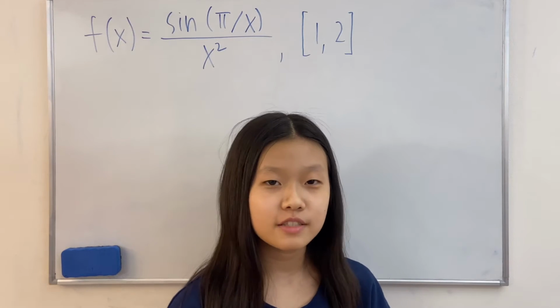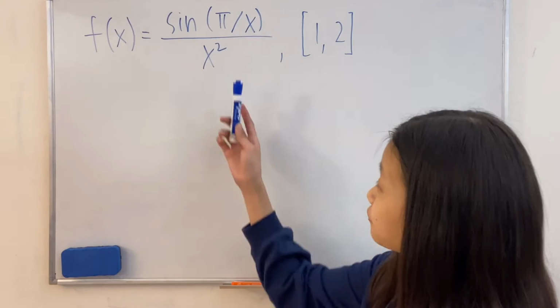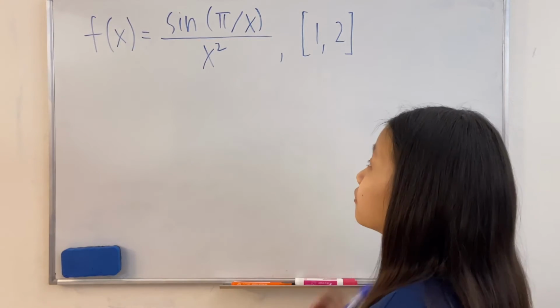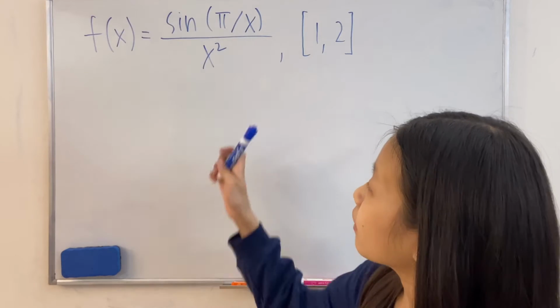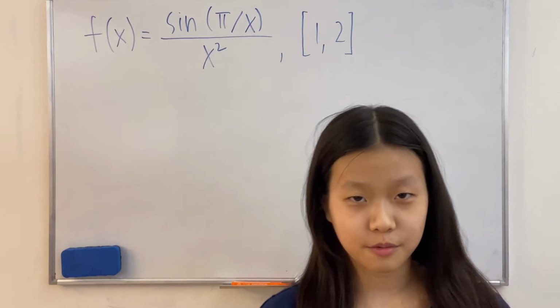Hello everyone, in this video I'm going to be solving for the average value of the function sine of pi divided by x, all divided by x squared, from 1 to 2.